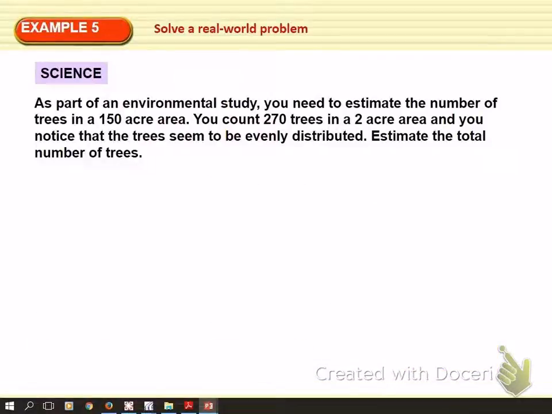Now, to help apply these proportions: as part of an environmental study, you need to estimate the number of trees in a 150-acre area. You count 270 trees in a 2-acre area, and you notice that the trees seem to be evenly distributed. So that's our way of saying that if I compare the ratio of trees to acres, those ratios should be equal, right? Since I've counted 270 trees in 2 acres, I can write a ratio of 270 trees to 2 acres. That ratio should be equal to a ratio comparing the number of trees in the whole forest, which we don't know, to the acreage of the whole forest, which is 150.